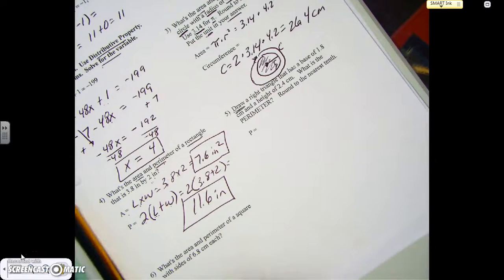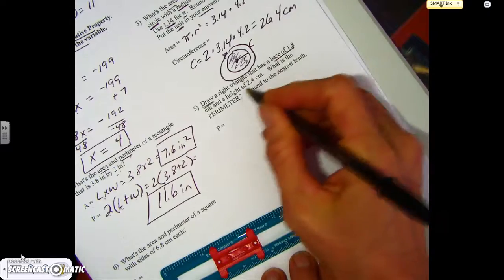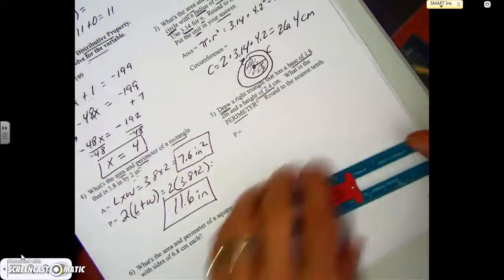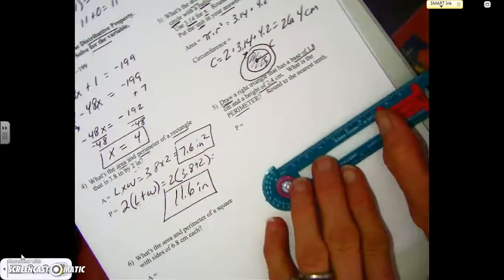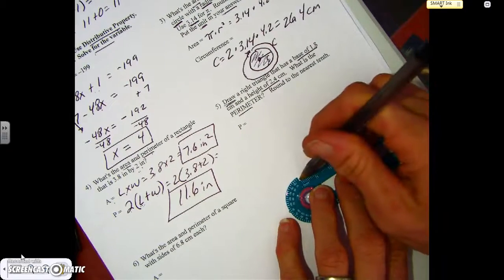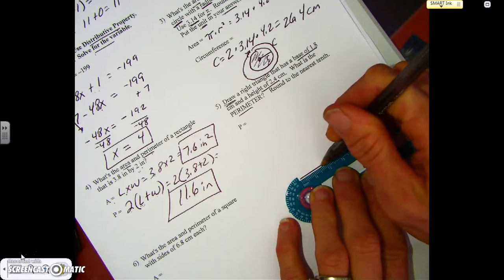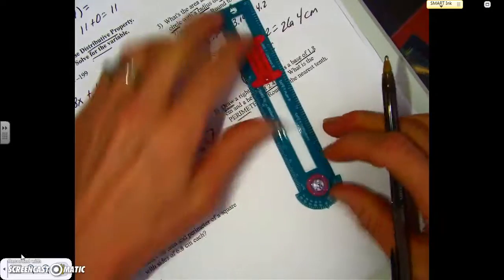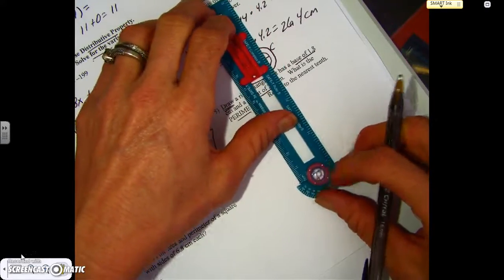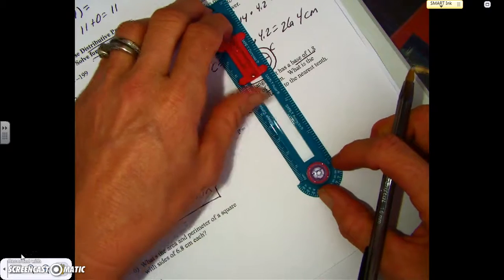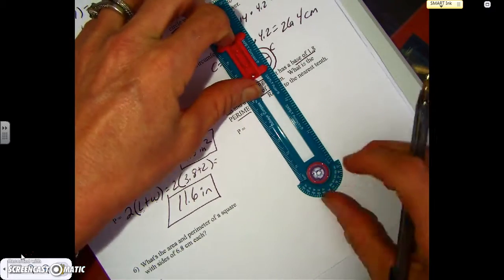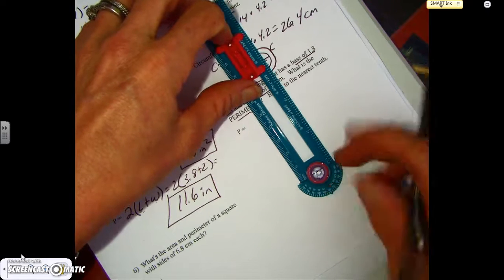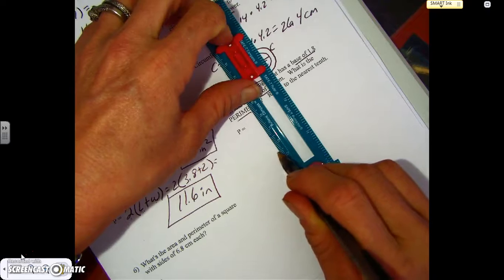Okay, number 5. Draw a right triangle that has a base of 1.8 and a height of 2.4. And then what is the perimeter? So we're going to draw a right triangle. It's 1.8, right there on the ruler. Turn it up. That's 1.8. Now 2.4. Put that on the edge. Make sure it's straight on the edge. 2.4 is right below 2.5. 2.4 is right there.